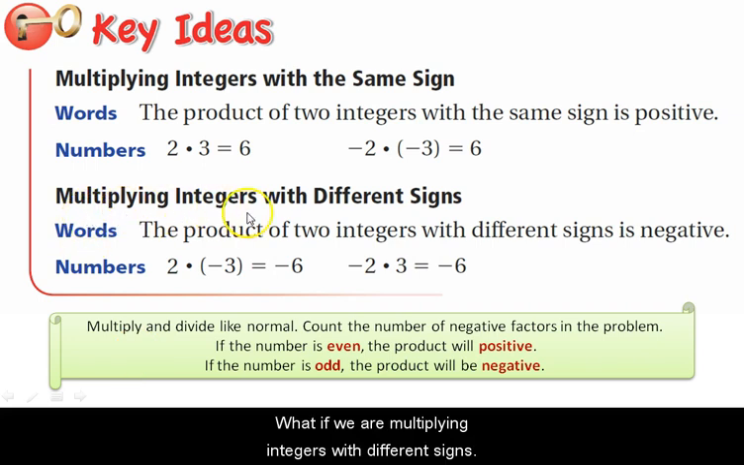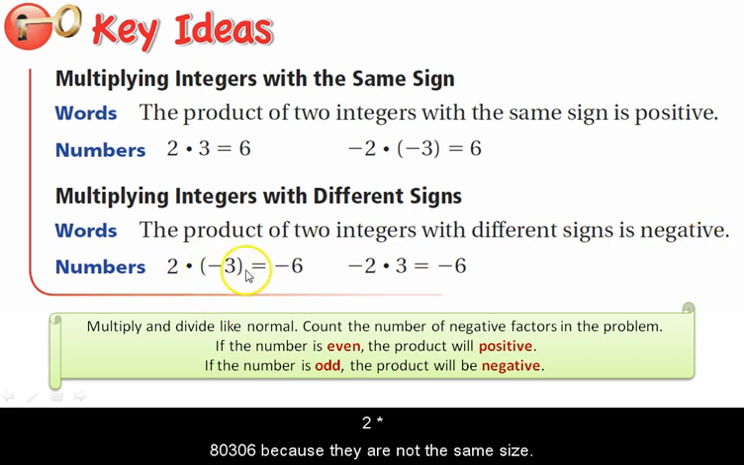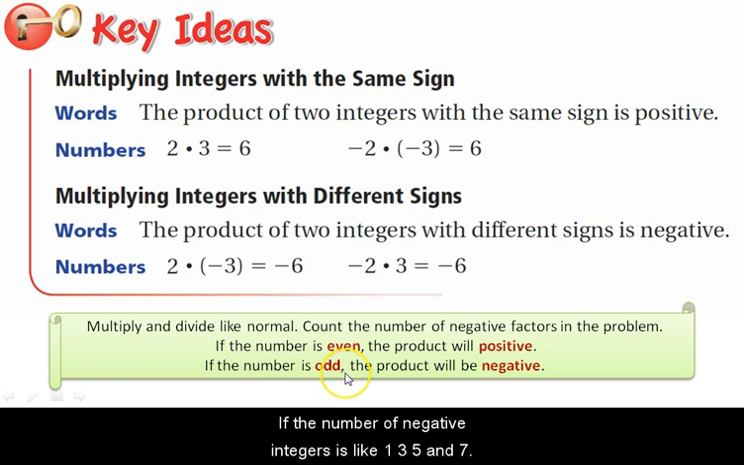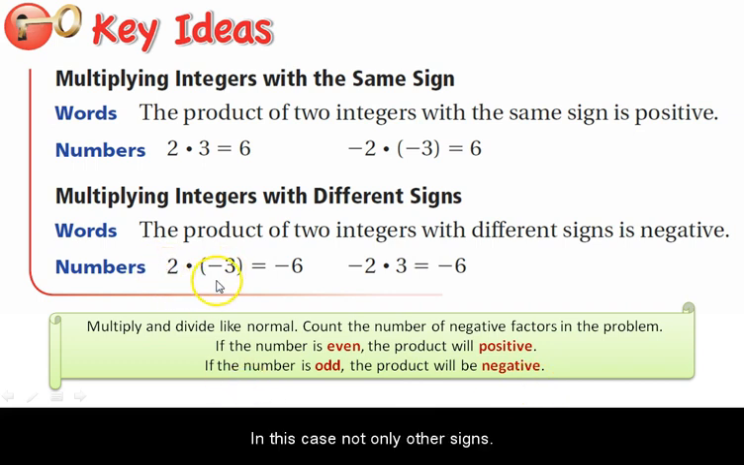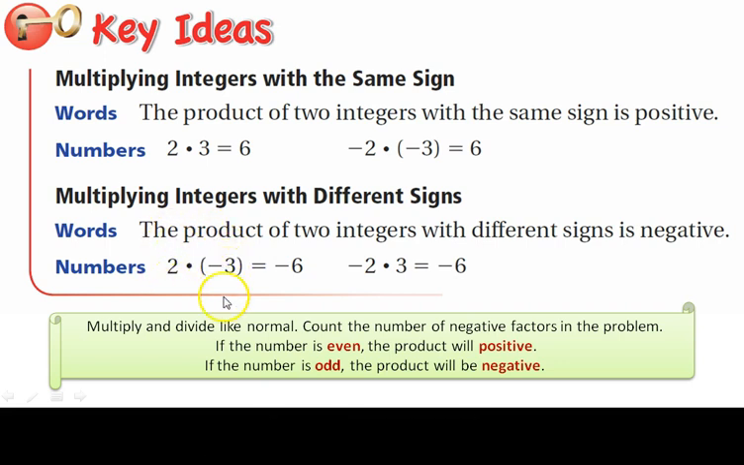Now what if we have multiplying integers with different signs? The product of 2 integers with different signs is negative. So 2 times -3 is -6, because they are not the same sign. -2 times 3 is also -6 because they have different signs. Now, take a look at this rule. If the number of negative integers is odd, like 1, 3, 5, and 7, the product will be negative. In this case, not only are the signs different, but because there is an odd amount of negative integers in this expression, that results in a negative answer.